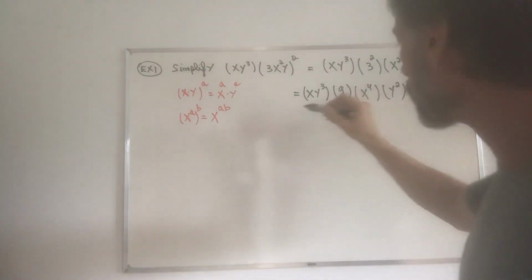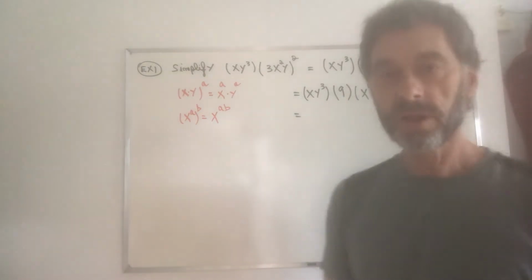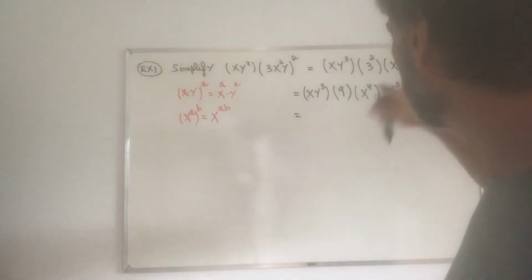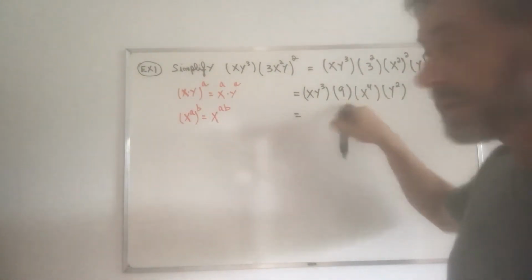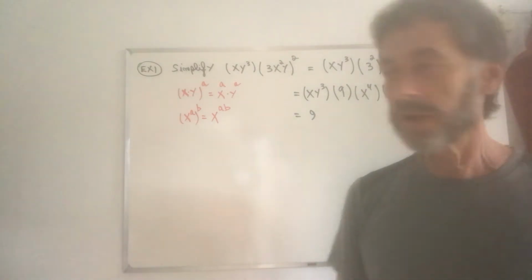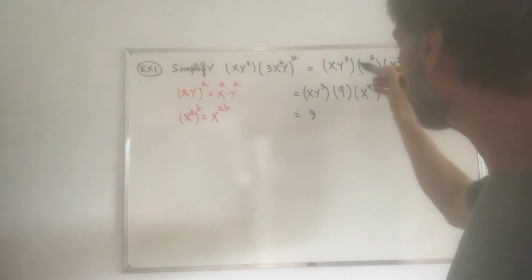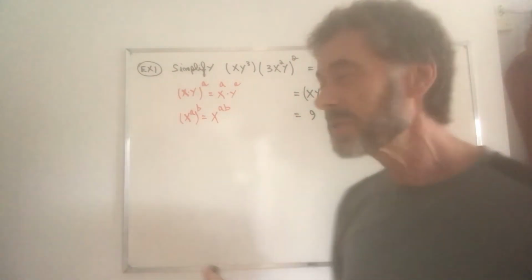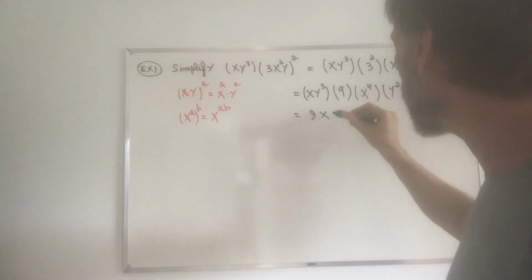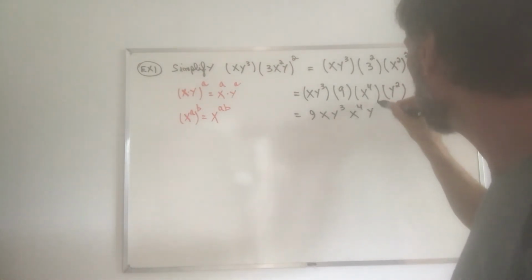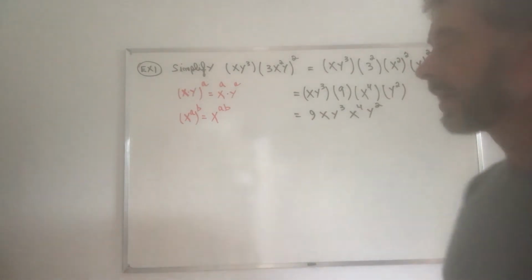Good. So now I can remove all the brackets and see if I can actually do some last simplification. I only have one constant, it's 9. It's customary to bring it to the front of the expression. So bring the 9 in front and let us remove all the brackets. All of them brackets, they're gone. So this is 9 x y to the 3 x to the 4 y to the 2.